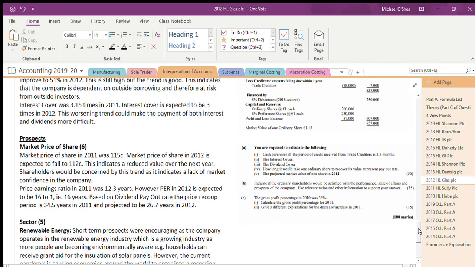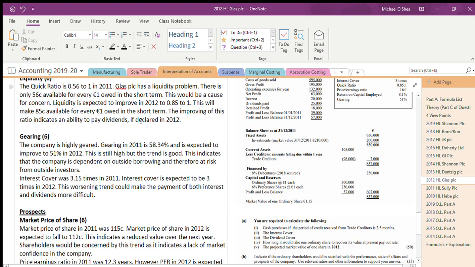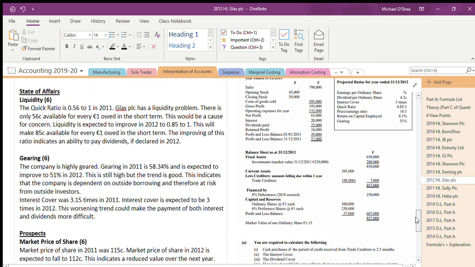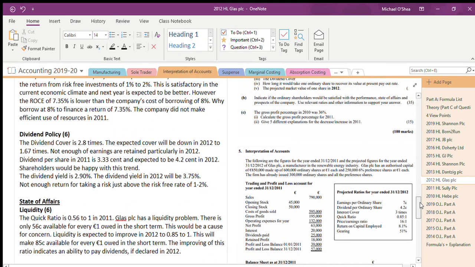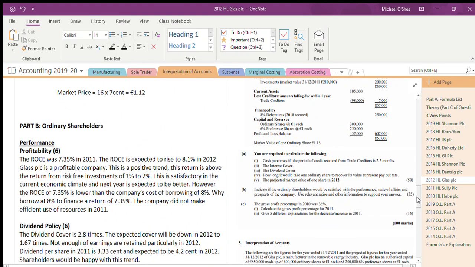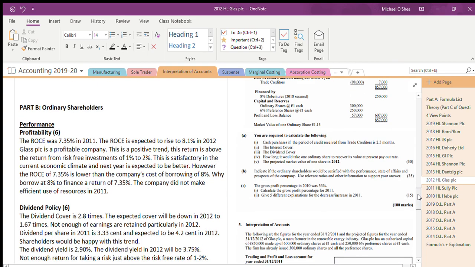Why will they be concerned? Because the market share has fallen. The company is still slightly highly geared. Interest cover has gone down a small bit, but it is quite low, at 3 times the interest cover, which isn't particularly great. Dividend cover is falling, so too much of the profits are being given out. Return on capital employed is expected to rise, but it's too close to the cost of borrowing. So you're not making much money from profit over what you're actually paying out per year.